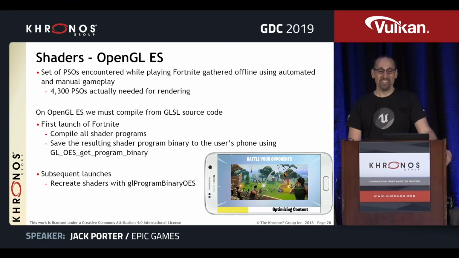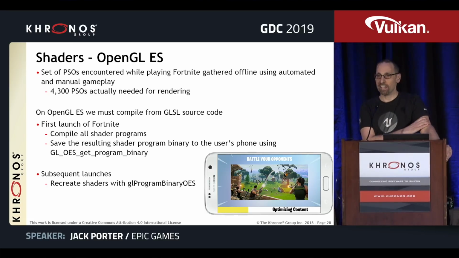So the set of shaders that we need, we have some automated methods to gather, as well as some manual gameplay we can use to gather the actual PSOs required for rendering the game. And so we've reduced that to a still large set of shaders. On GL ES, we have to compile at runtime. So at first launch of Fortnite, we compile all the shader programs and then save out binaries. And then on subsequent launches, we can recreate those shaders from the binaries.